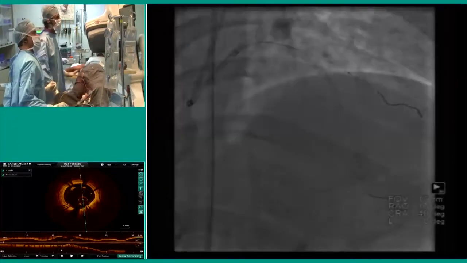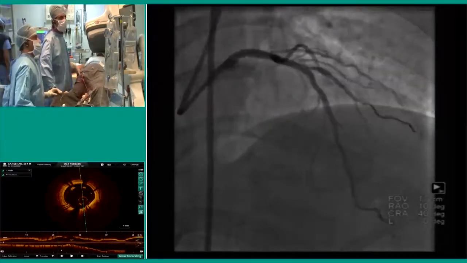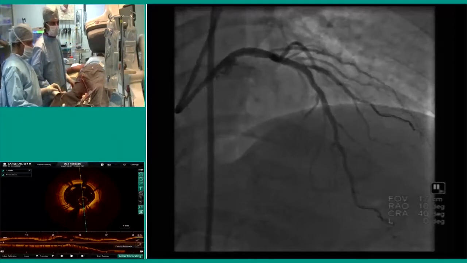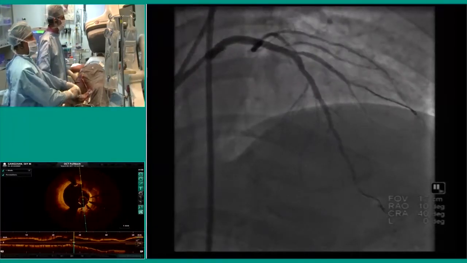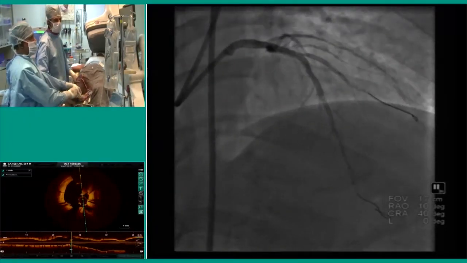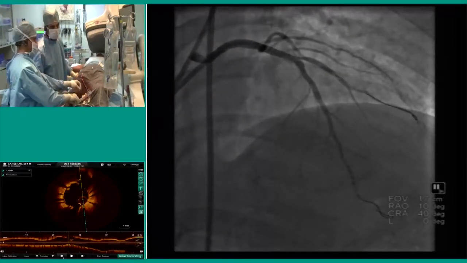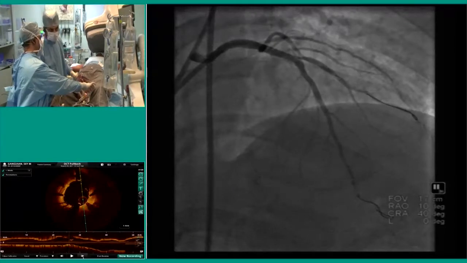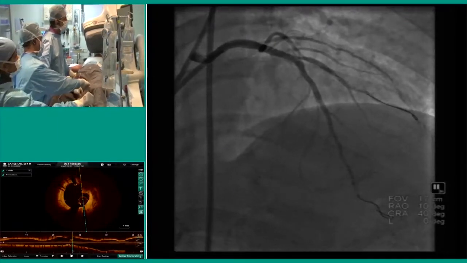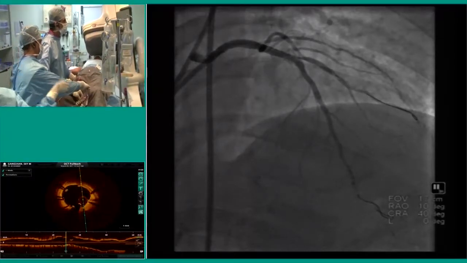So this is after the post-dilatation. Can you show the ostium of the diagonal? In the OCT, we could see the ostium of the diagonal quite patent. There is no significant plaque shift. So we are happy with the final result, if you agree. Yeah, I think that's a good result.